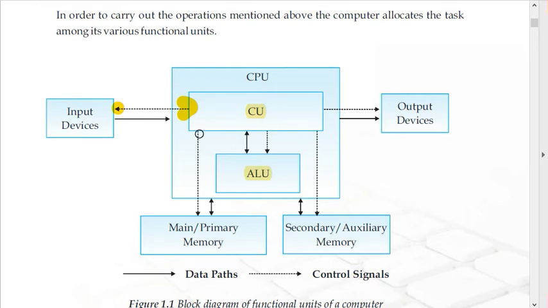Okay, and you can find some dotted arrows here as well as bidirectional arrows. From the CU you can find one arrow to the memory. This memory is what? Main or primary memory. And here you can find secondary or auxiliary memory. The arrow which is bidirectional means data can be transferred in both ways. From this CPU component you can find one arrow to the output devices and one dotted arrow came from the CU to the output devices.